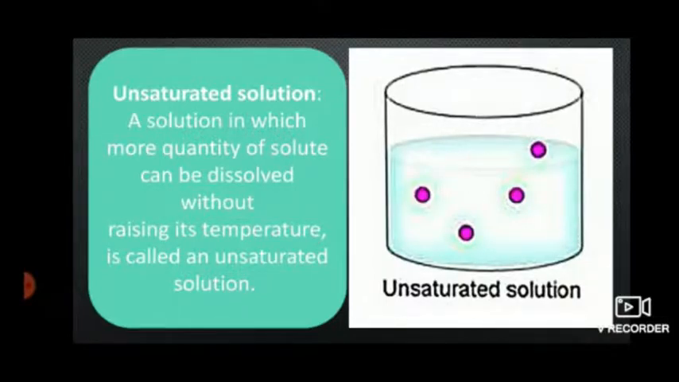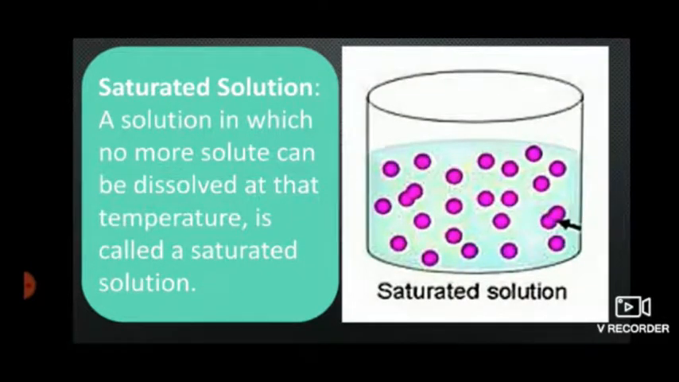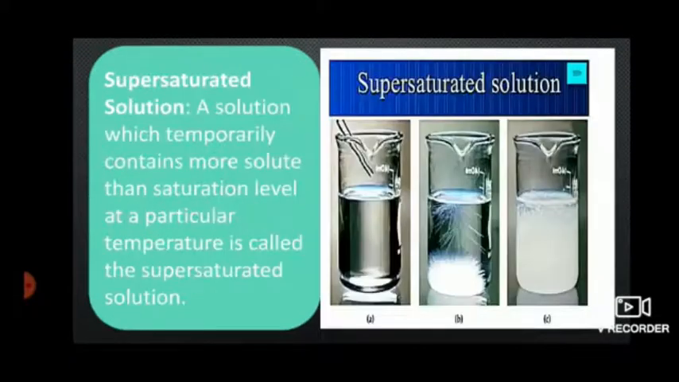Unsaturated solution. A solution in which more solute can be dissolved without raising its temperature is called an unsaturated solution. Saturated solution. A solution in which no more solute can be dissolved at that temperature is called a saturated solution. Supersaturated solution. A solution which temporarily contains more solute than the saturation level at a particular temperature is called a supersaturated solution.